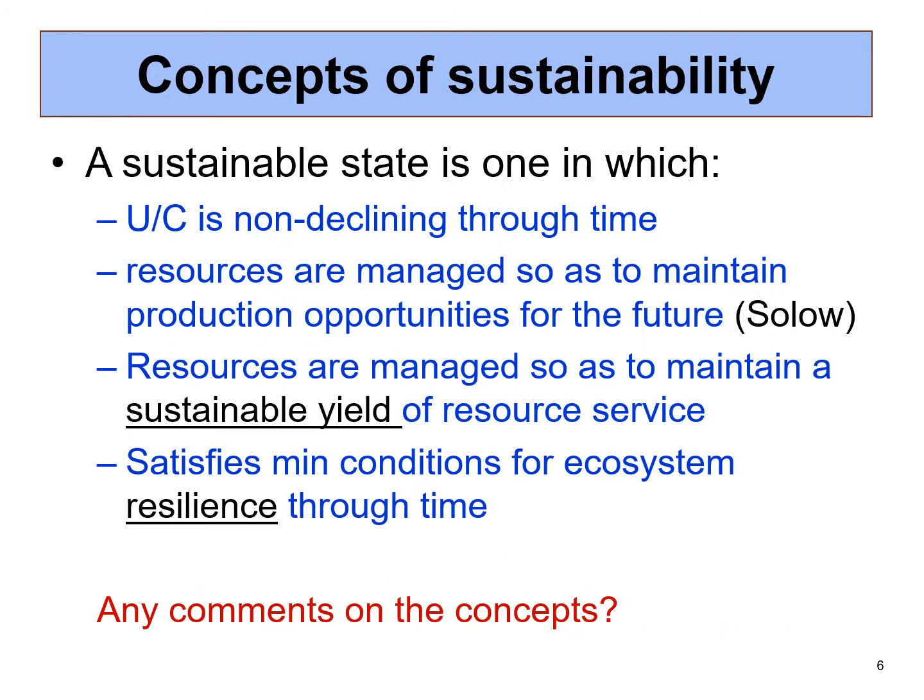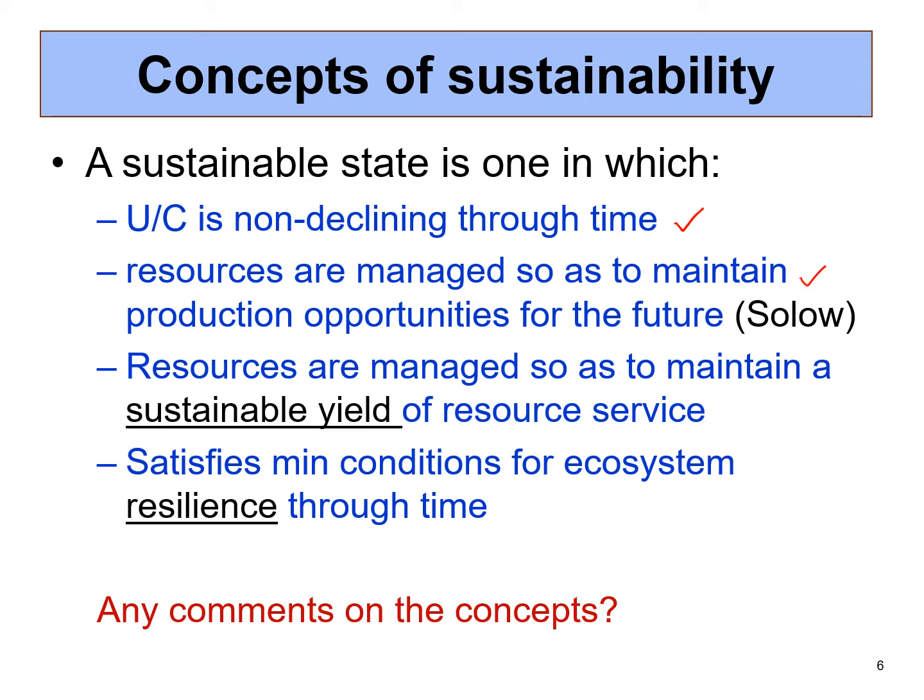Let's discuss the various definitions of the concept of sustainability. A sustainable state is one in which utility or consumption is non-declining through time. This definition is commonly used by many economists. Second definition: sustainability means resources are managed so as to maintain production opportunities for the future. This definition is given by Solow. For those who are taking economics, you should know who Solow is. He is the one who introduced the growth model.